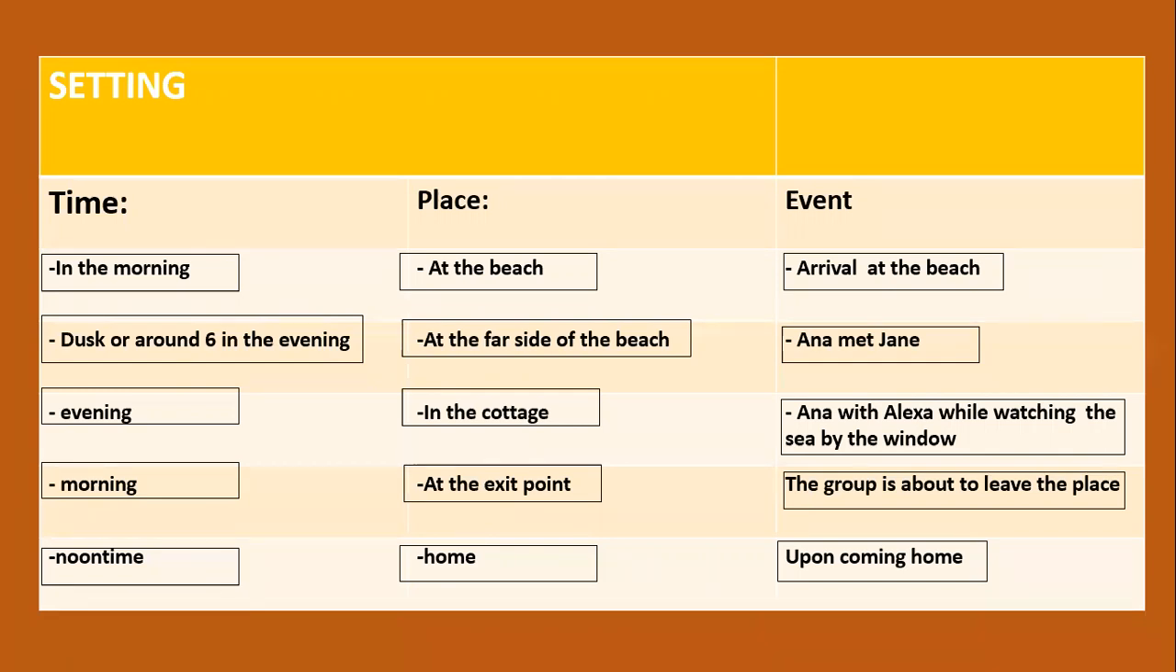Then next was Alexa beside Jane and Anna, by the window, when they were talking about the event that happened during the day. It was evening already, and it happened inside the cottage. Then the next event was when they were about to leave the place, at the exit point. So it was morning. And then the last one, when they returned home at noon, when their mother arrived, right?